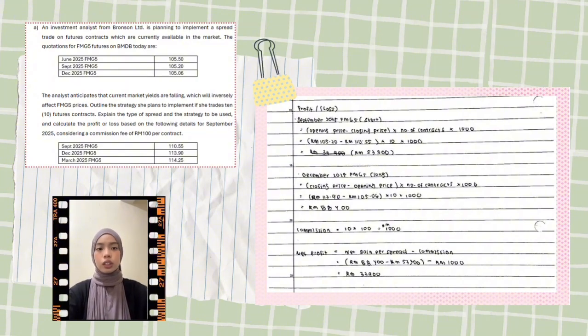For a short contract, we will subtract the closing price from the opening price, then multiply with the number of contracts and the contract multiplier. For a long contract, we will use the same formula, but we have to subtract the opening price from the closing price, and then multiply with the number of contracts and the contract multiplier.